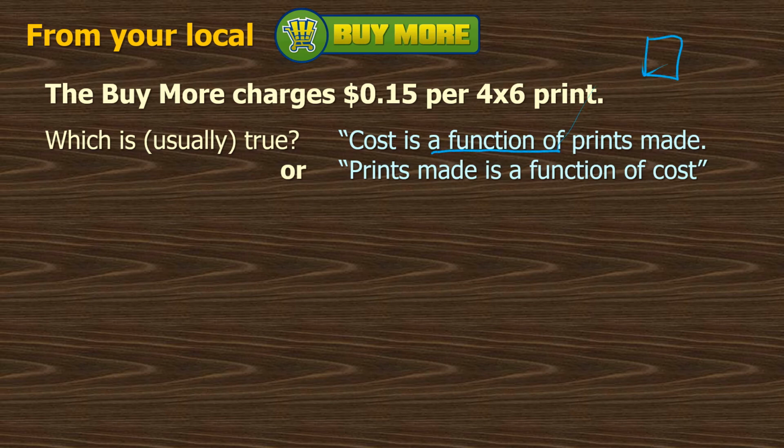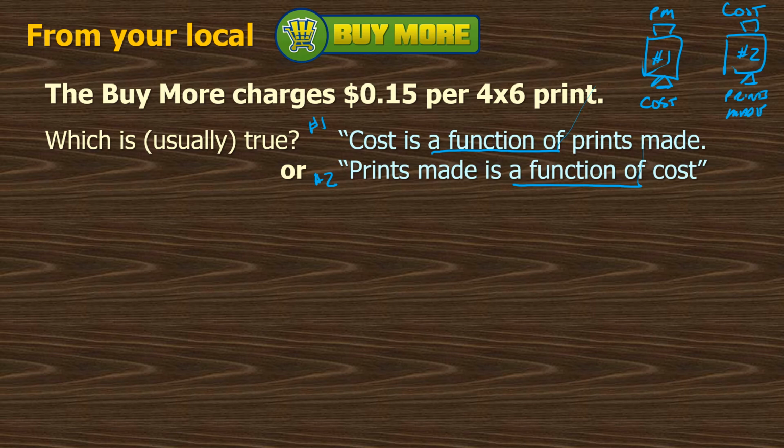If I'm going to draw this, and I'm going to draw this twice, I'm going to call this number 1, and I'm going to call this number 2. The top one is number 1. This is option number 2. If you're saying cost is a function of prints made, you're saying cost is your output. That will represent your range, your dependent variable. And prints made is going to be your input. On the other hand, if you're saying prints made is a function of, you're going to say prints made is your output and cost is your input.